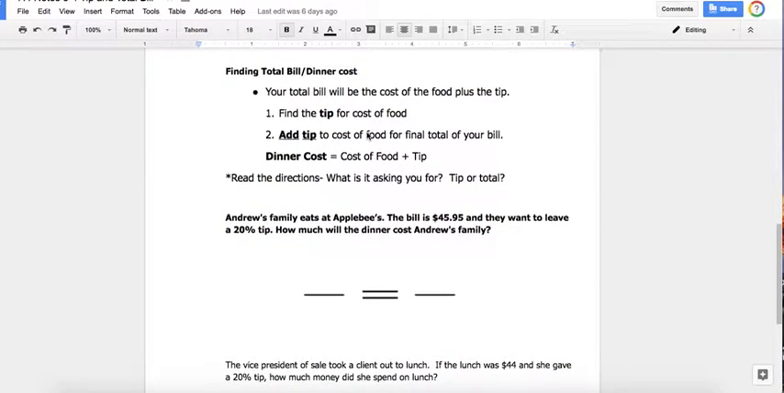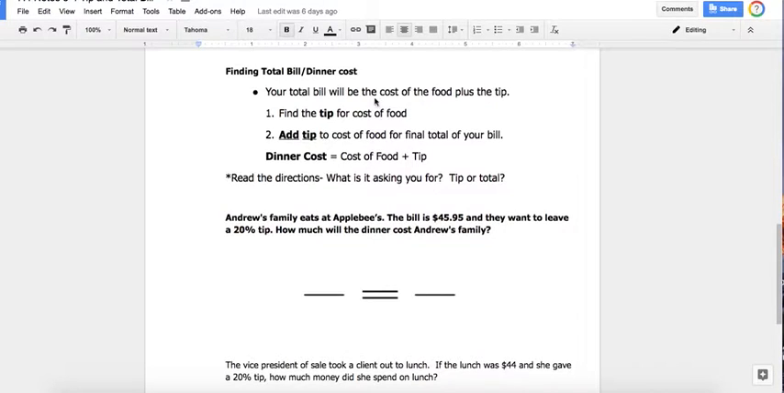So now we're going to talk about finding the total bill or dinner cost. In the previous two questions, all we did was find the tip. Now we need to find the total cost, including the tip. So what do you think we're going to do here? If you were thinking we need to still do what we did on the previous page, you're correct. We're still going to set up a proportion and find the tip. But since we need the total including the tip, what do you think happens to the bill? It goes up.